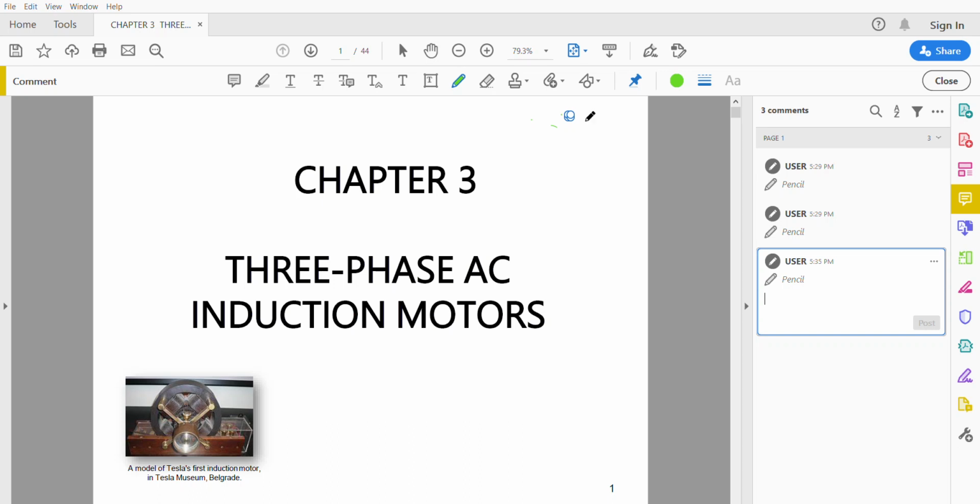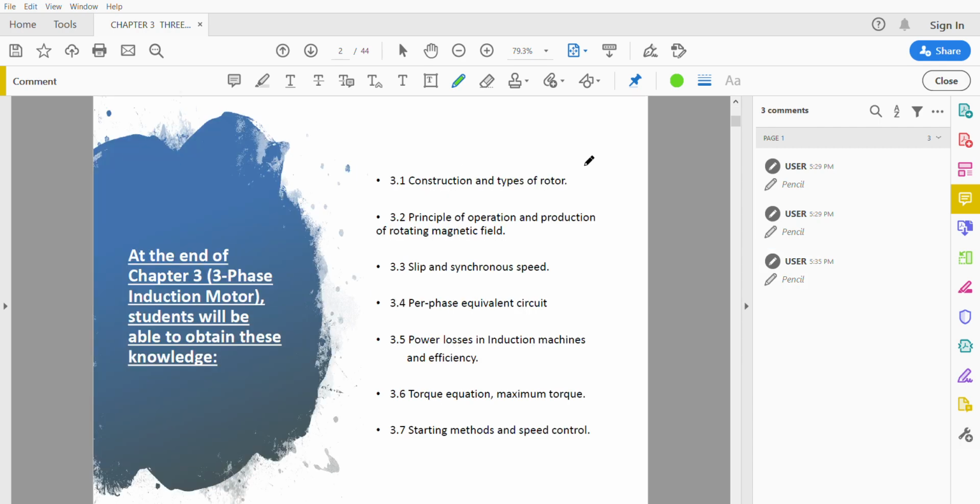Hi, today's chapter is chapter 3, which is called three-phase AC induction motor. There are lots of applications of the three-phase induction motor. To name a few, it can be used in the electrical train engine, cooling fans used to cool large machines like alternators, chimneys at power plants, printing machines, and rolling mills. At the end of chapter 3, students will be able to gain this knowledge.